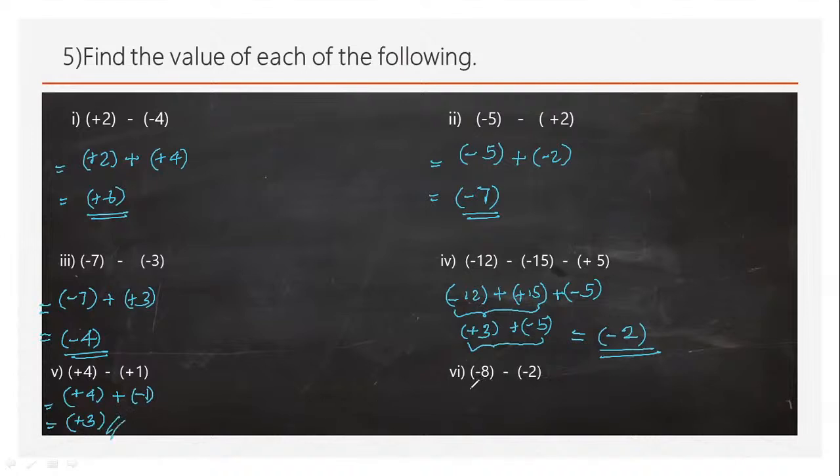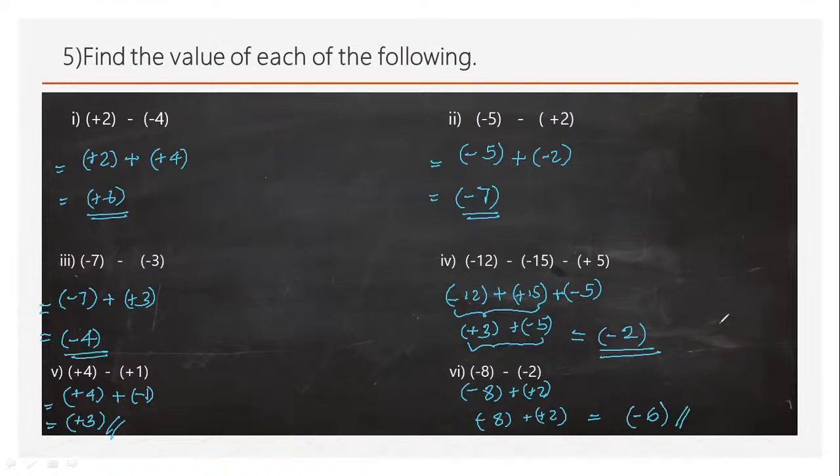Now next question, minus 8 minus minus 2. Plus, write the additive inverse of minus 2, plus 2. Then minus 8 plus 2. You have to take the difference of this because when we add different signs, you have to take the difference. 8 subtract 2 is 6, and the 8 contains minus. So the answer is minus 6.